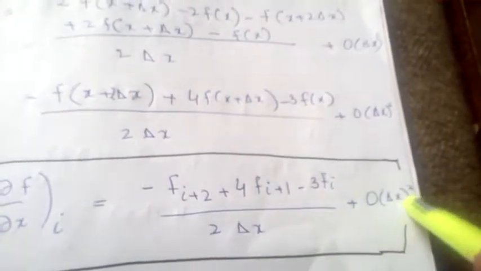Therefore, by using the i subscript, we simply get partial f by partial x to be equal to minus f of i plus 2 plus 4 times f of i plus 1 minus 3 f of i, divided by 2 delta x, plus order of delta x square. Note that you will have to perform these steps on your own notebook for your familiarity.